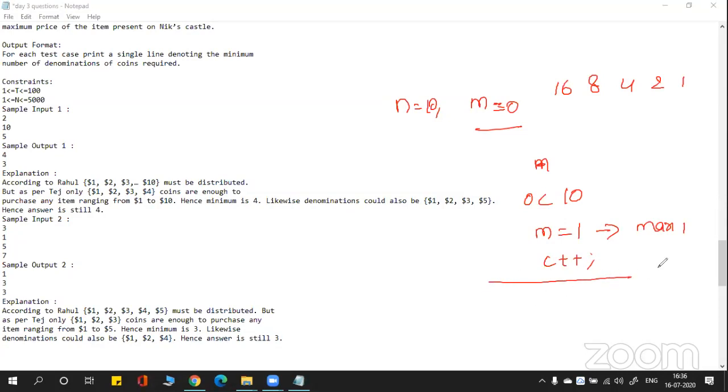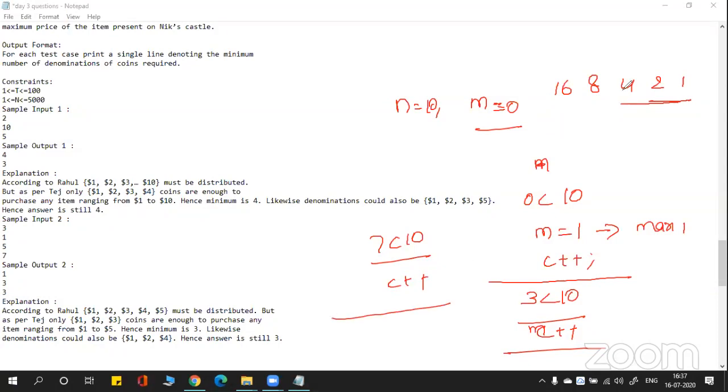Next time, if I take 2 bits, what is the maximum number? My maximum number is 3. Next time I'll check, is 3 less than 10? Yes, that means I need to increase one more bit, count plus plus. If I increase one more bit, 4 plus 3, 7. Is 7 less than 10? Yes, so still increment count.